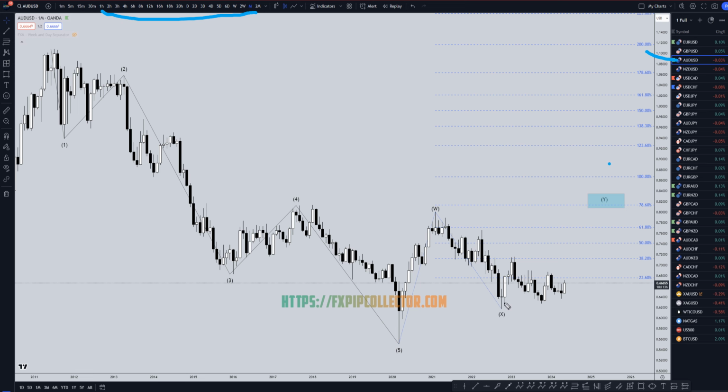So on the Aussie dollar, I definitely still think this is a 1, 2, 3 waves up for a wave Y. I think this is 3 waves up for W, 3 waves down for X, and we're now making 3 waves up for a wave Y, which I think is most likely going to take out these highs, either go to the 100% Fibonacci extension or possibly the 78.6 Fibonacci extension to make an A, B, C of wave Y.